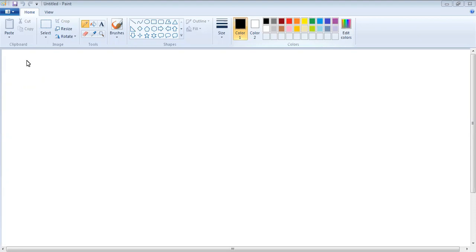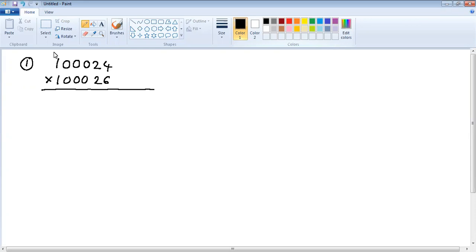First question on the sample paper is 100024 into 100026. First, you should identify which is the easiest method for this, and the answer is the base method. Both these numbers are very near to 100000, which has 5 zeros. You know the number of zeros just by counting: 1, 2, 3, 4, 5. The difference is very simple. We just remove the base and get differences 24 and 26.